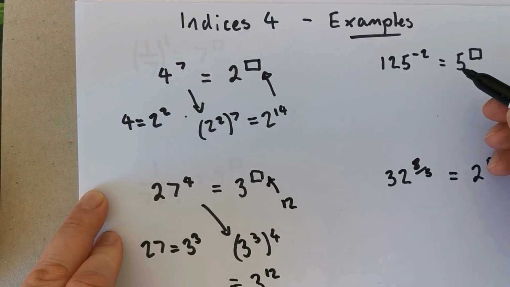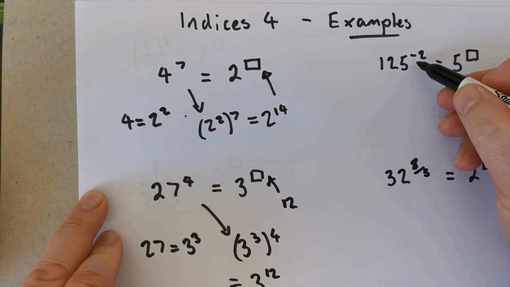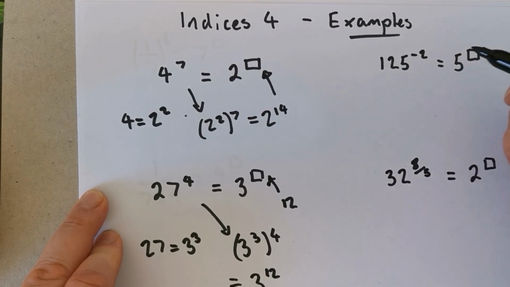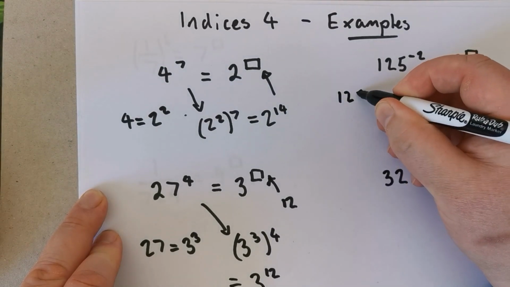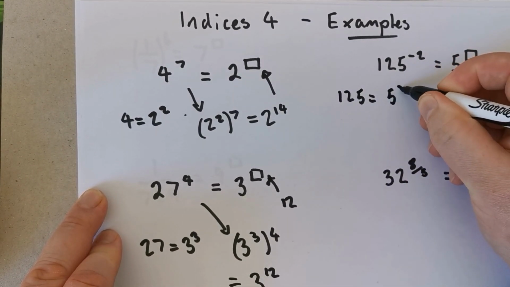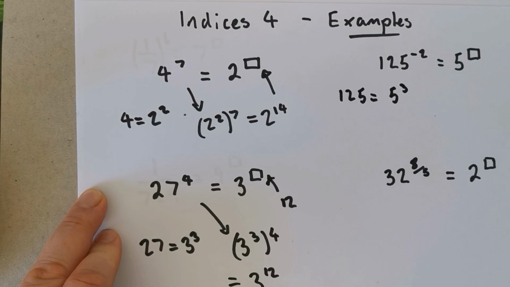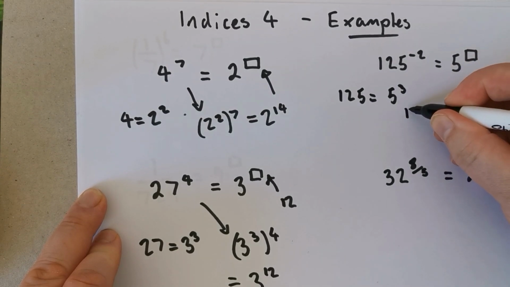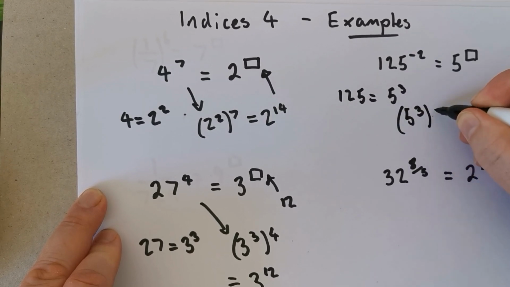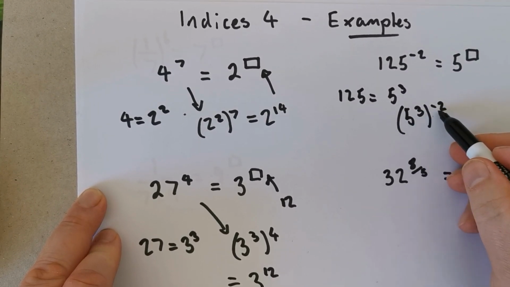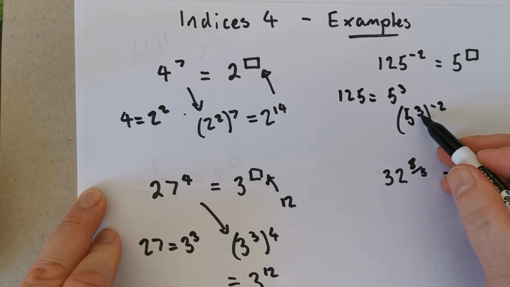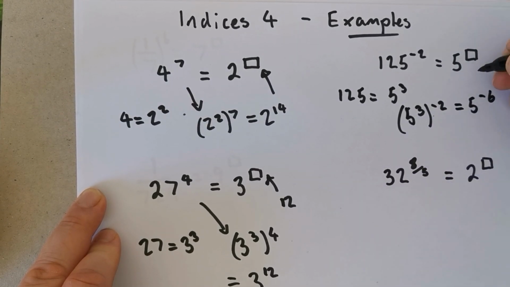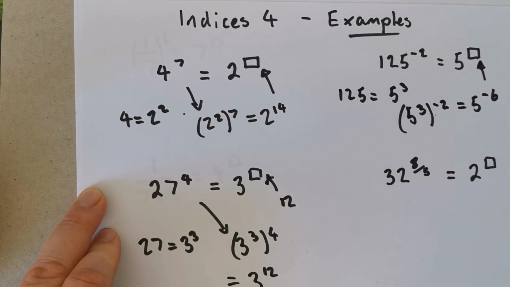Negative powers work just the same. If I've got 125 to the power minus 2, and I want it as 5, what you need to know first of all is that 125 is 5 cubed. 5 times 5 times 5 gives you 125. So what you've got is 5 cubed raised to the power minus 2. Just because you've got a minus there, you don't have to worry about that. You just multiply those together and you get minus 6. So it's 5 to the power minus 6. And again, that's what goes in the answer box there.